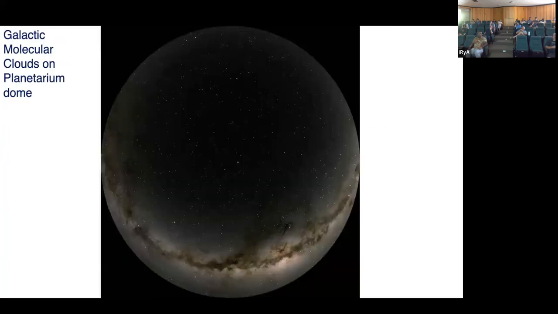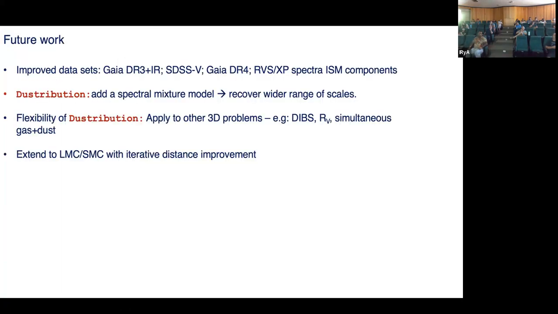And then, of course, we have the RVS and XP spectra, which are proving to be a lot more than what we expected. You can really separate out stellar and ISM components from them, and even the BP/RP spectra. So you can do a lot of these studies with these spectra as well already.